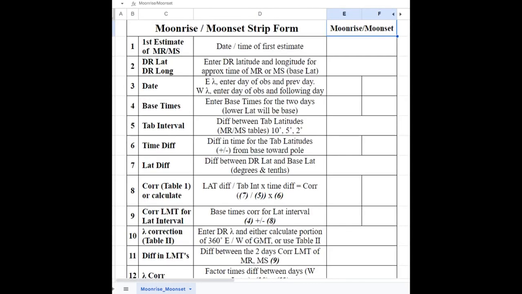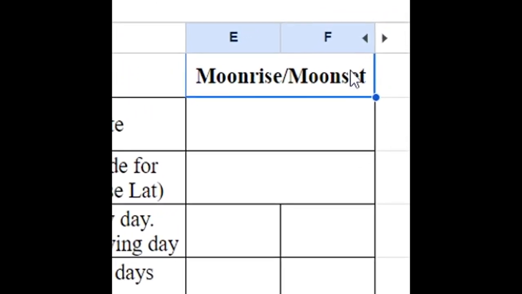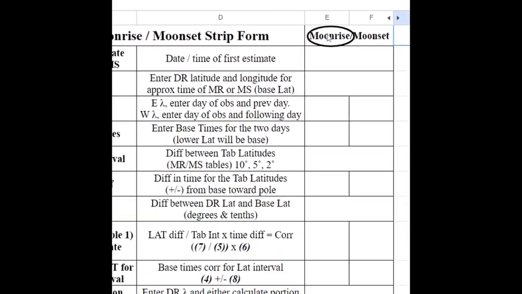The first thing that I prefer to do whenever I start a Moonrise Moonset problem is circle which one of these I'm doing. Is it Moonrise or Moonset? From the given information, we told you that it's Moonrise, so we'll circle that. There we go. We're doing a Moonrise problem.